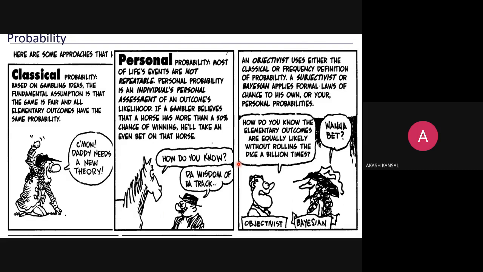So now we kind of divide. Scientists have always seen this division between a person who believes by doing actually empirically, and the one person who goes by the theory. We call him Bayesian, who goes by the theory, and objectivist is someone who would want to see the experiment first before commenting on it, right? So the objectivist uses either the classical or frequency definition of probability, whereas the Bayesian or subjectivist applies formal laws of chance to their personal probabilities. Okay.